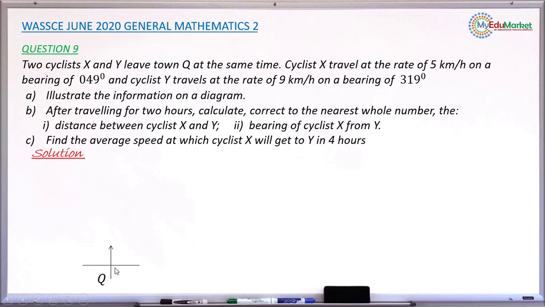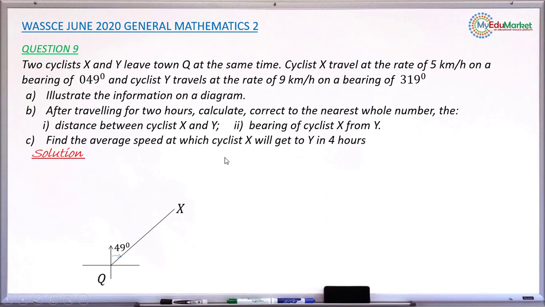So cyclist X takes the bearing 049 degrees. So we take the bearing. Remember, bearing is measured from the north line and moves in a clockwise direction. So this is the angle 49. So you now draw, this is the direction the cyclist X takes.